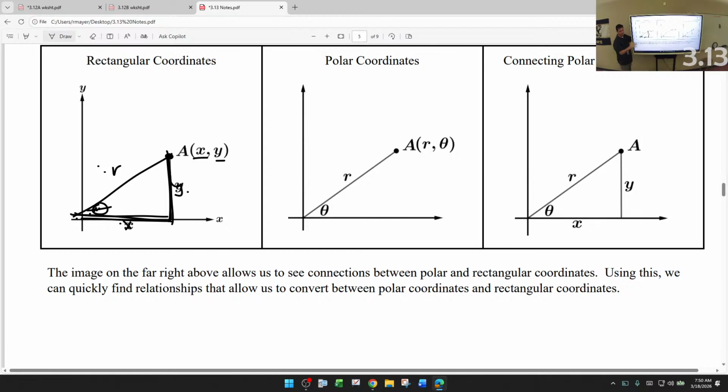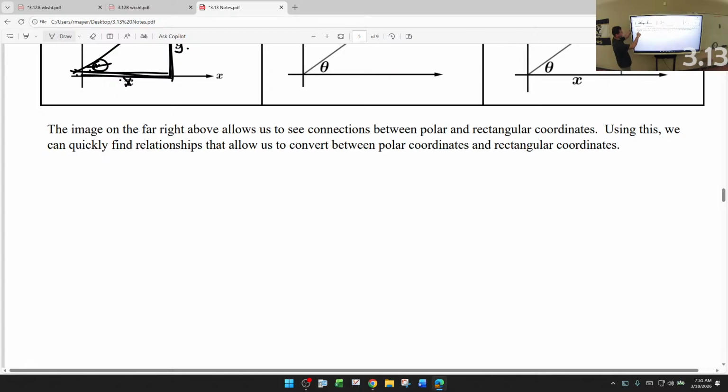If you know all that stuff, converting from polar to rectangular and rectangular to polar is fairly simple. It's a fairly simple process. The image on the far right shows us the connections between polar and rectangular. Using this, we can quickly find relationships that allow us to convert between polar and rectangular, and rectangular and polar.